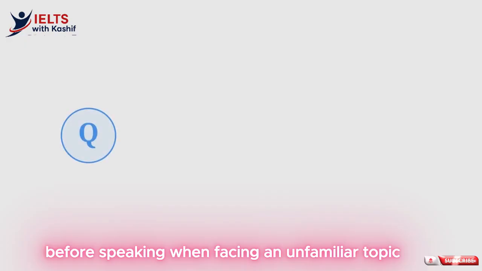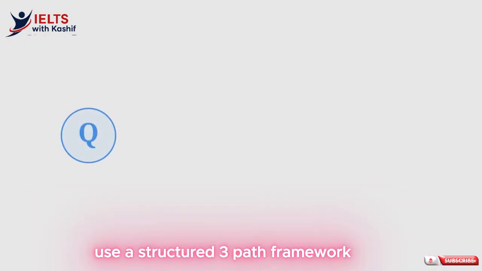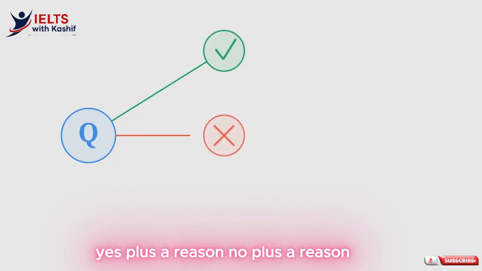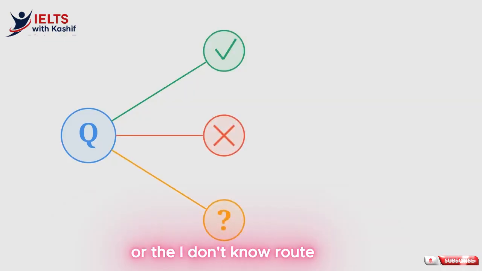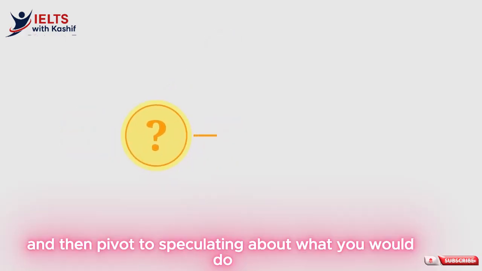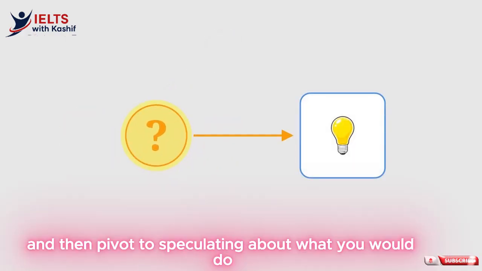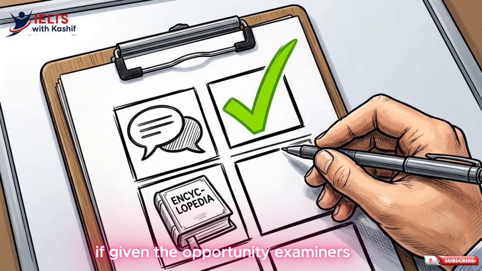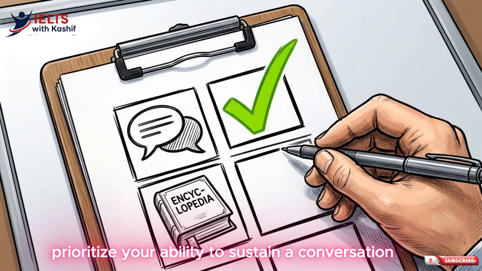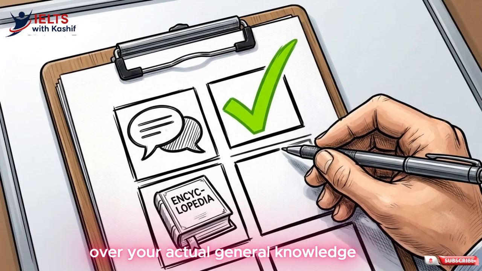When facing an unfamiliar topic, use a structured 3-path framework: yes plus a reason, no plus a reason, or the I don't know route. If you lack information on a topic, state that clearly, and then pivot to speculating about what you would do if given the opportunity. Examiners prioritize your ability to sustain a conversation over your actual general knowledge.